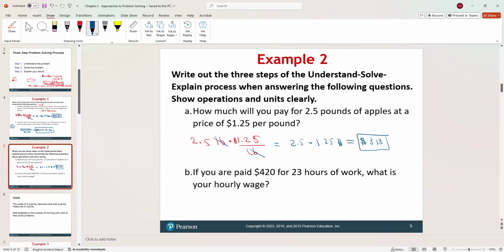I may leave the other one, because they said if you are paid $420 for 23 hours of work, what is your hourly wage? How would you do that? Yes, if you get paid all of this for 23 hours, you only need to divide. Dividing 420 by 23, you get paid what again? Can you check that? Yes, $18.26 per hour.